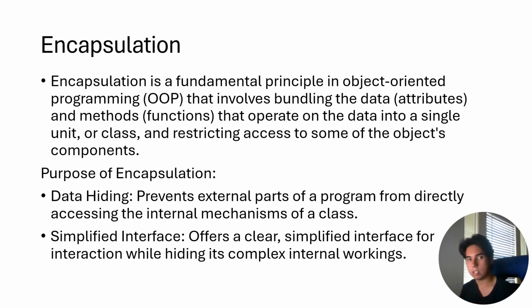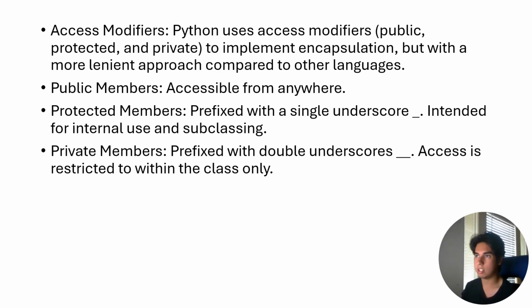Now another topic is encapsulation. Encapsulation is a fundamental principle in object-oriented programming. It involves bundling the data, attributes, and methods, functions that operate on the data, into a single unit or class, and restricting access to some of the object's components, which is really important. The purpose of encapsulation is data hiding and simplifying the interface. This is basically your private and public information in C++ classes. It's basically the same. It also has access modifiers.